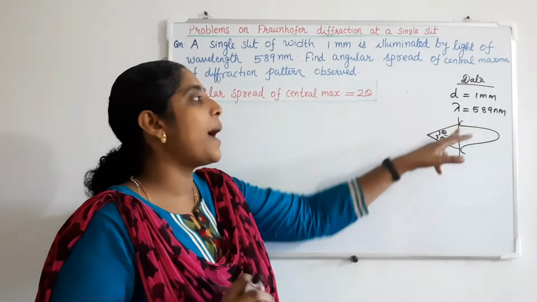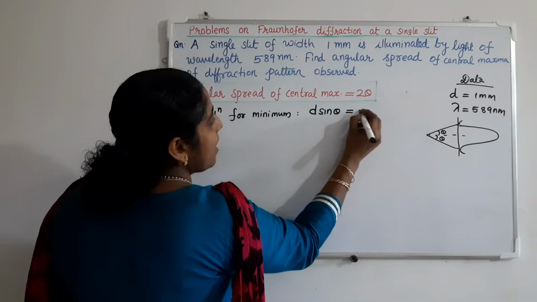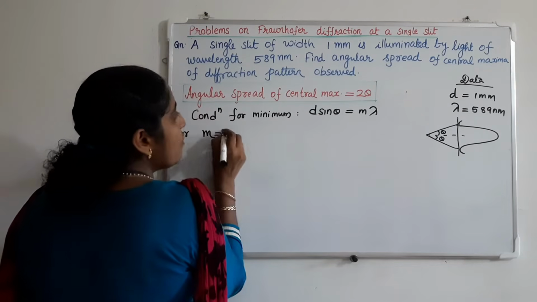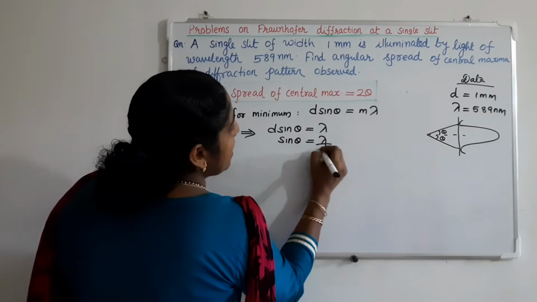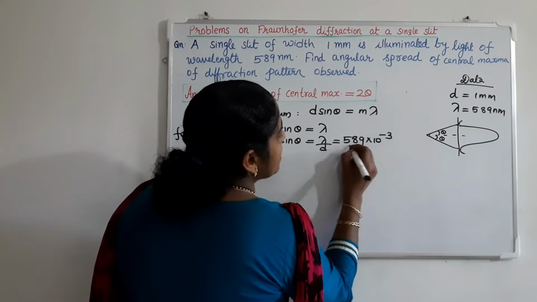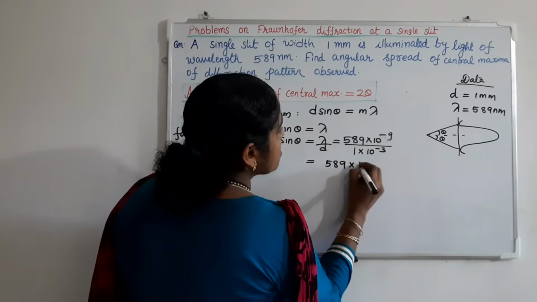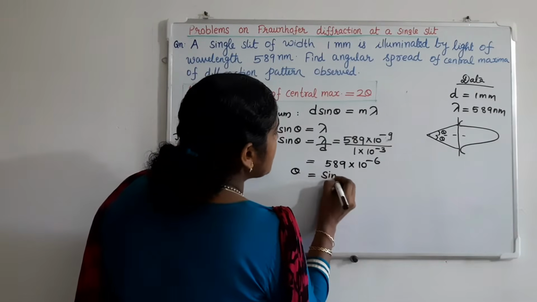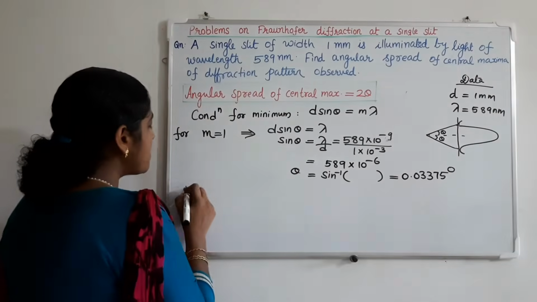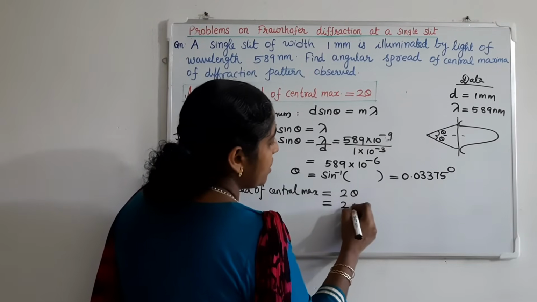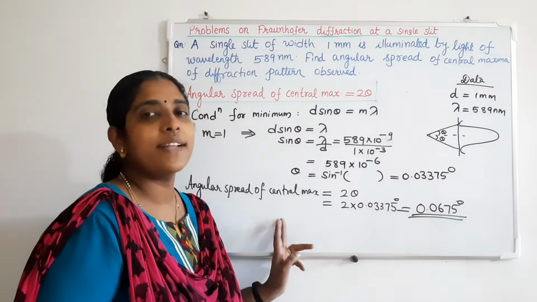So to find the theta value, we have to apply the first minimum condition at this point. So what is the condition for minimum? d sin theta is equal to m lambda. So first minimum means m is equal to 1. That is d sin theta is equal to lambda. So sin theta is equal to lambda by d, that is 589 nanometer, 589 into 10 raised to minus 9 divided by d, which is 1 millimeter, that is 1 into 10 raised to minus 3, that is 589 into 10 raised to minus 6. So theta is equal to sine inverse of 589 into 10 raised to minus 6, that is equal to 0.03375 degree. So what is the angular spread of central maximum? That is 2 theta, that is equal to 2 into 0.03375 degree, that is 0.0675 degree. So this is the angular spread of the central maximum.